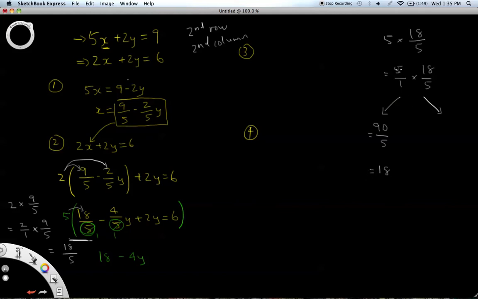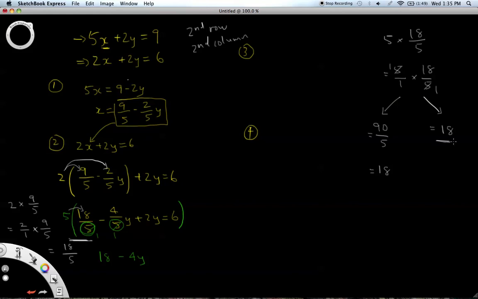The simpler way is, see how there's a 5 on top, 5 on the bottom. So 5 can go into 5 once, 5 can go into 5 once as well. So these 5s become 1. So 1 times 18 is 1. 1 times 1 is also 1. So that just becomes 18 over 1, which is more simply 18.